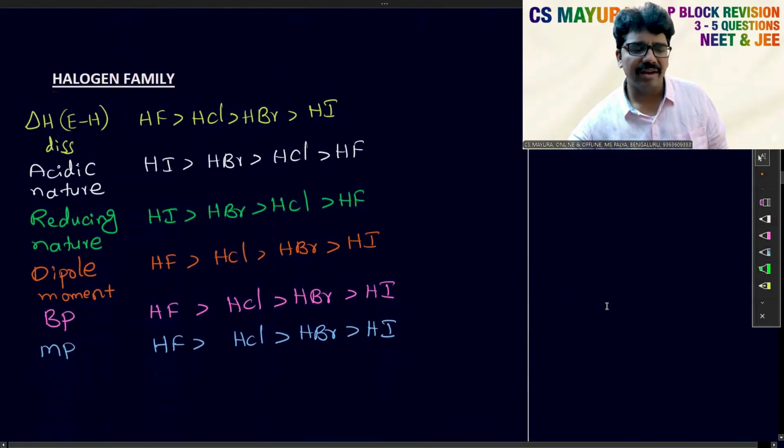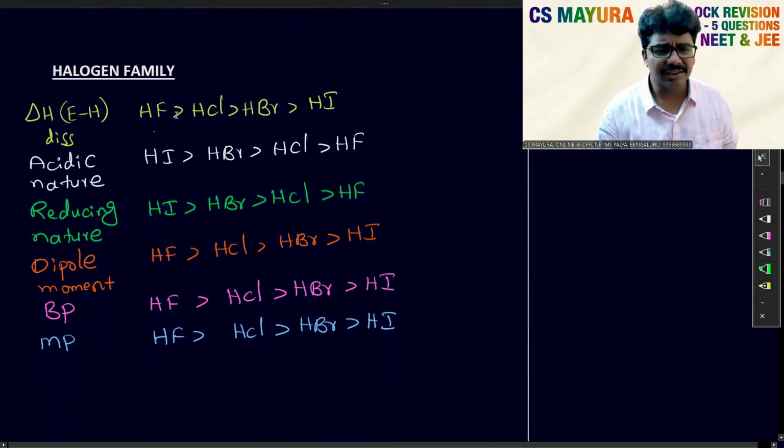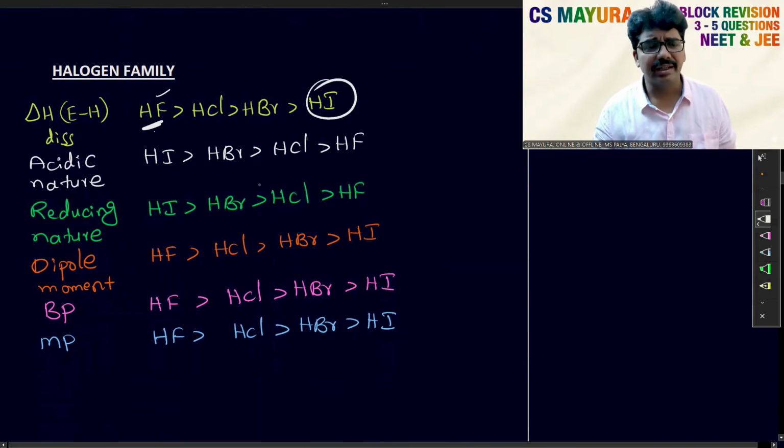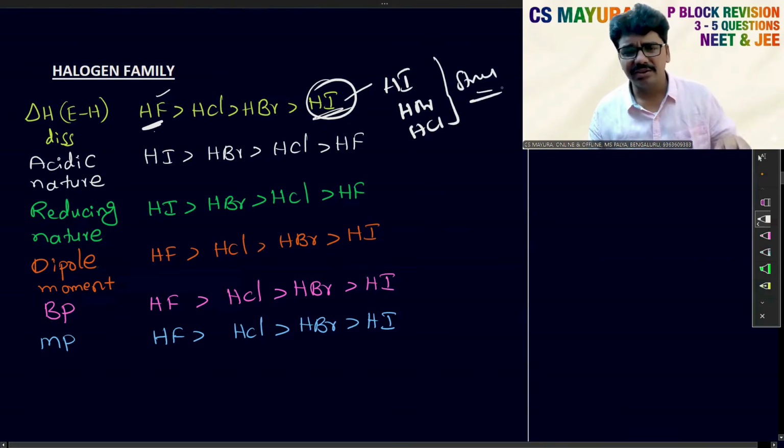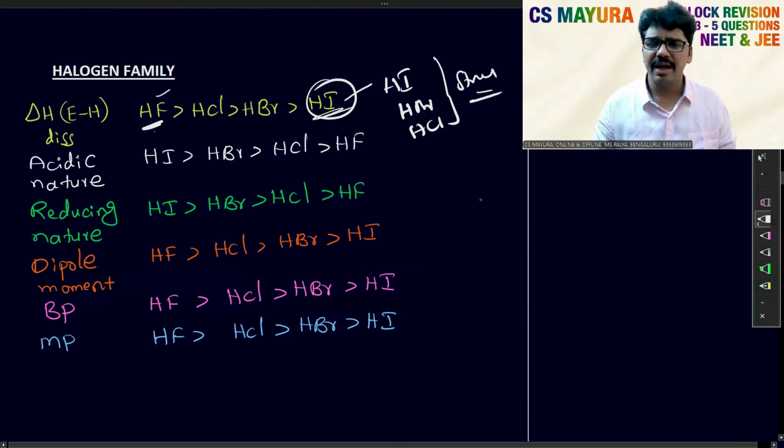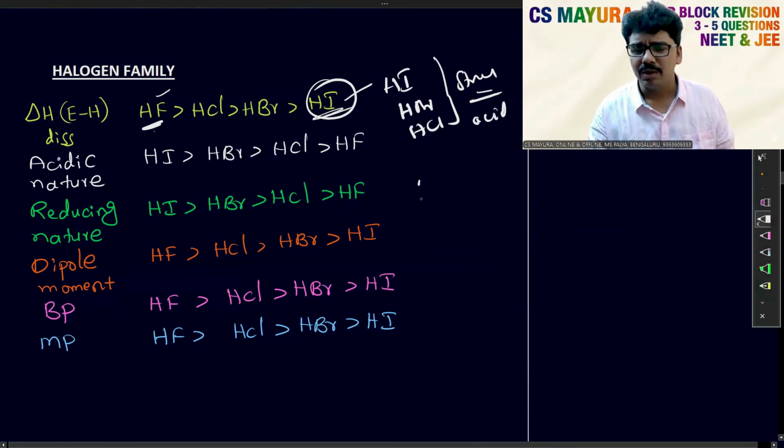Next, coming to the halogen family, the bond dissociation enthalpy of HF is greater, and the electronegativity difference is more. The bond dissociation enthalpy of HI is less, that's why it is more acidic. You know that HI, HBr, HCl are strong acids, because their bond dissociation enthalpy is less, so easily they will give hydrogen. But what about HF? HF is a weak acid. Bond dissociation enthalpy is more. It can't give hydrogen readily. So HF is a weak acid.